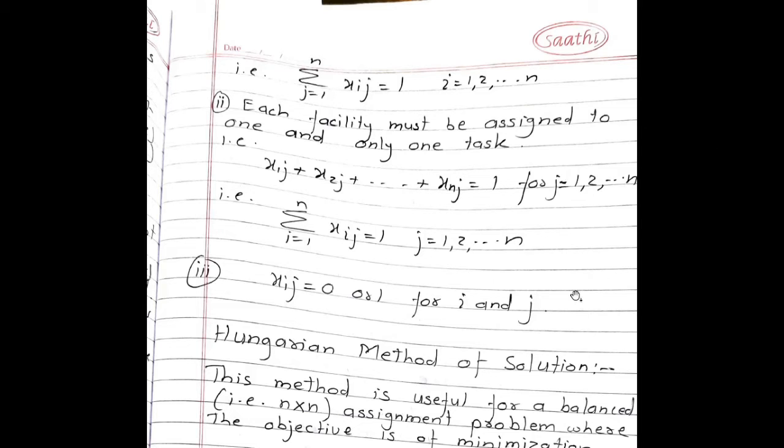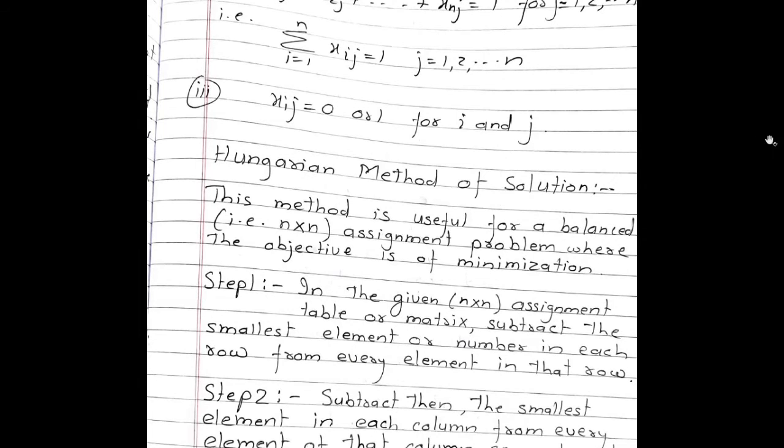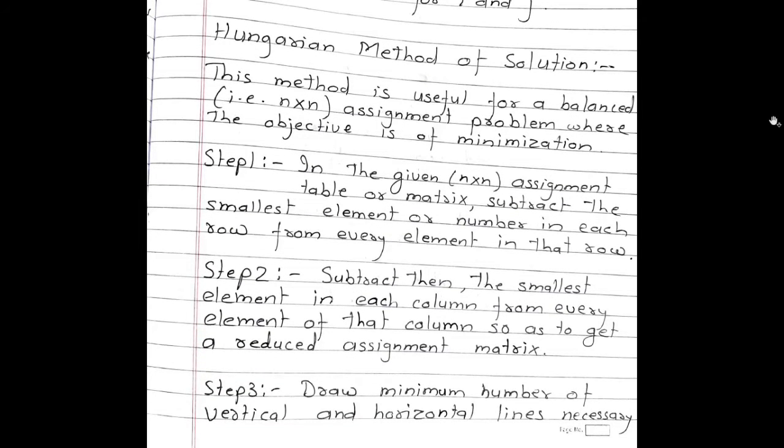The method which is used to solve the assignment problem is called the Hungarian method of solution. This method is useful for a balanced, that is n by n, assignment problem where the objective function is of minimization. Step 1. In the given n by n assignment table or matrix, subtract the smallest element or number in each row from every element in that row.